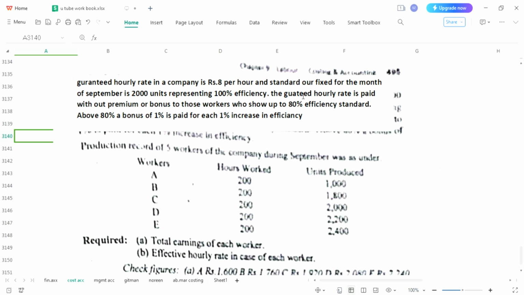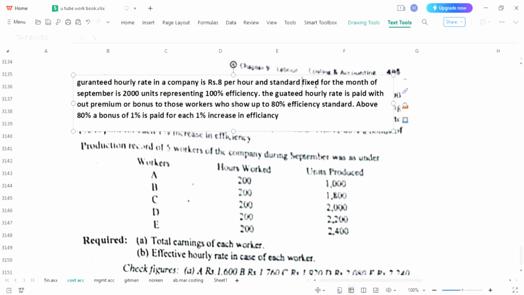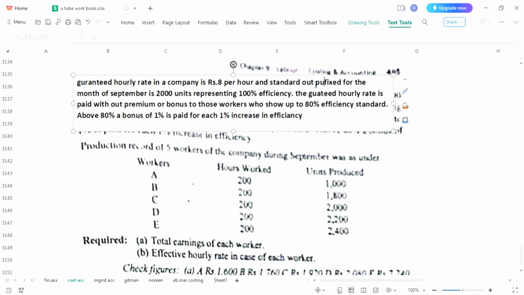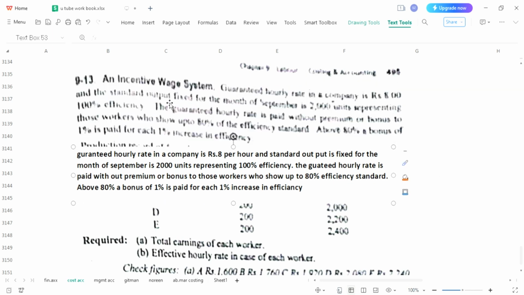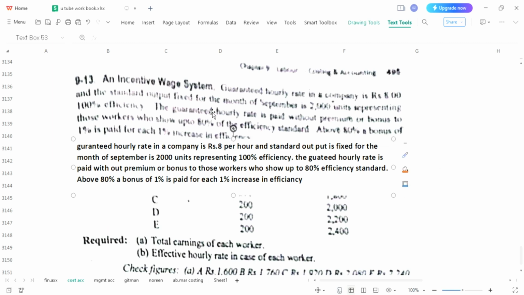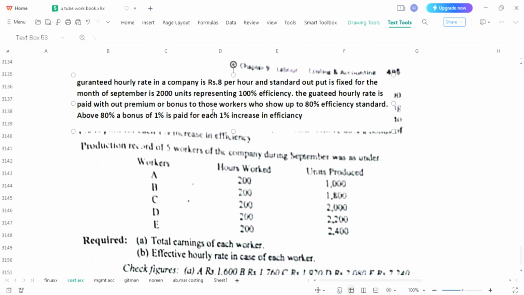Are fixed for the month. What is this? A standard output. Standard output is fixed. Let's read it down if the same proportion is written. Okay, look at here, standard output. The word was missed. I have edited it now. Okay, read it again. Standard output is fixed for the month is 2000 units.